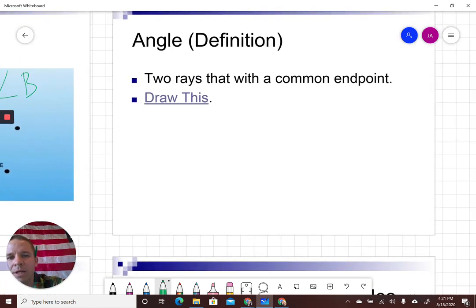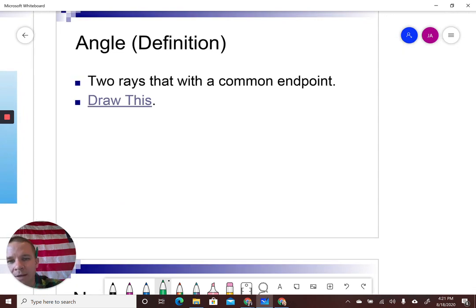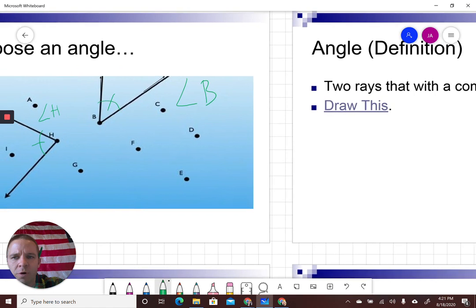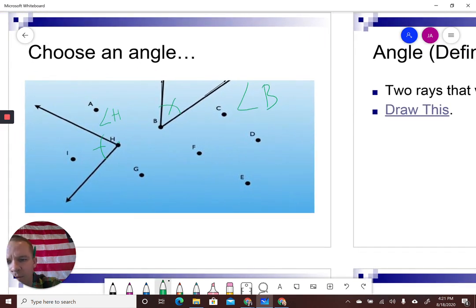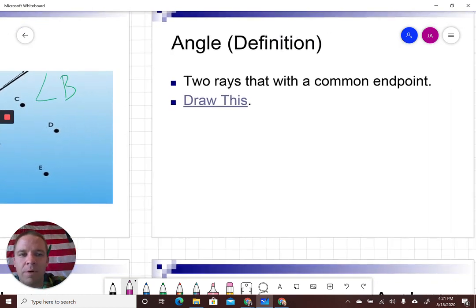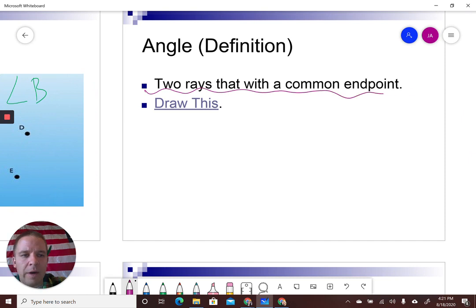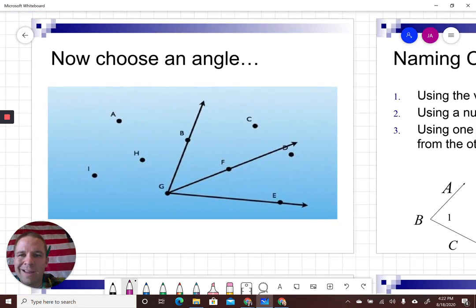But let's go over the angle definition first. Two rays with a common endpoint. Notice how these were indeed made up of this is a ray and this is a ray. That's pretty cool, isn't it? So, two rays with a common endpoint. I do remember this coming up on a quiz at some point, so maybe pop that in the old noggin. Cool.